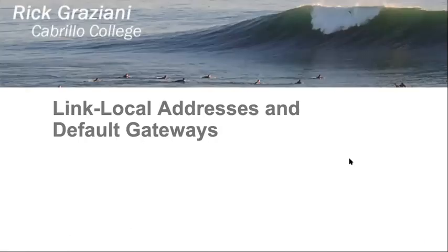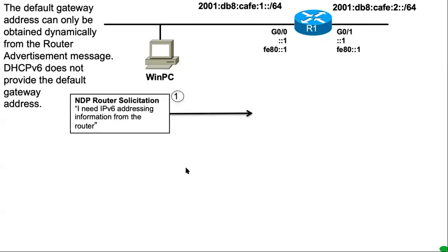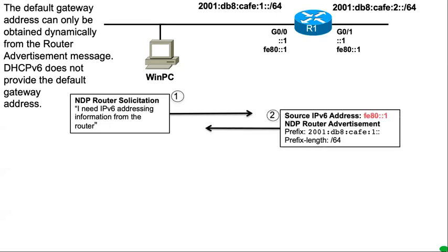Okay, let's talk a little bit about link local addresses and default gateways. Unlike IPv4, IPv6 can only get its default gateway address automatically from a router advertisement message. We've mentioned this a little bit in an earlier video. We'll talk more about it later. But the router advertisement, the source address is the router's link local address.